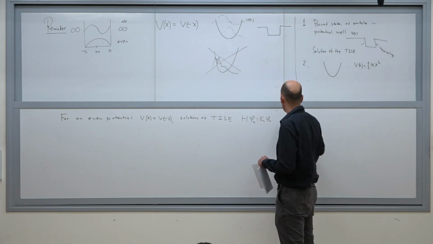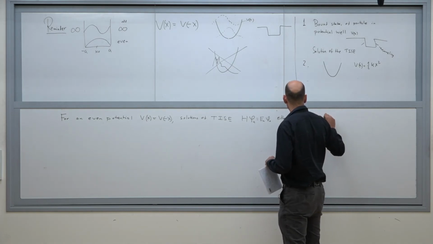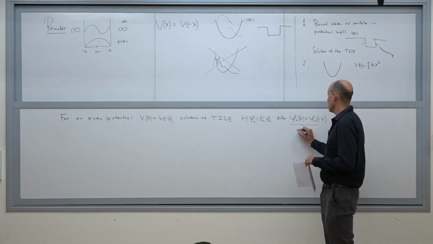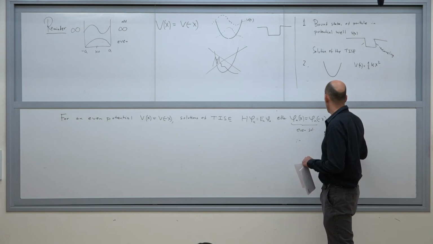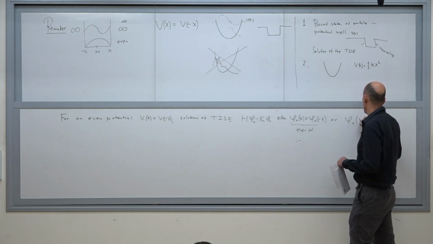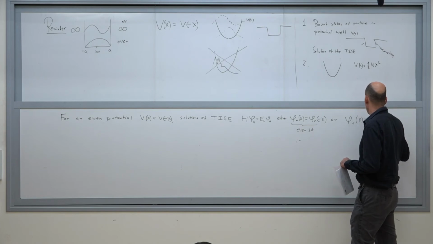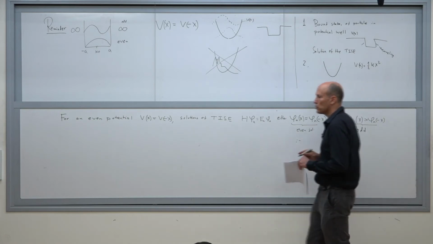Then you have either phi n of x equals phi n of minus x. These are even solutions. Or, for other n, phi n of x equals minus phi n of minus x, and here you have the minus. So these are odd solutions. Only these types of solutions exist.